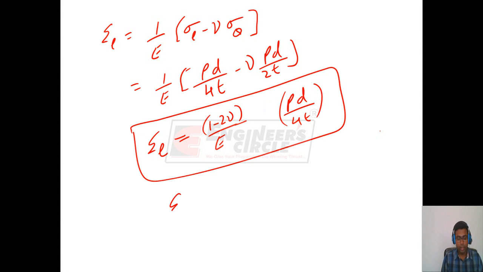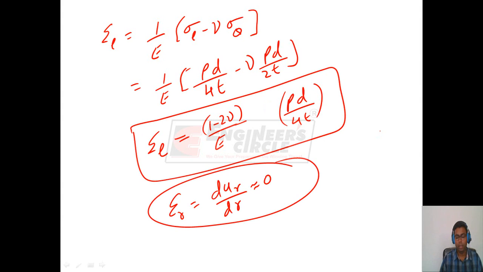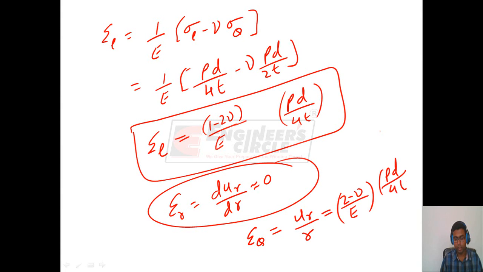And the radial strain epsilon r was del u by del r, which was assumed to be 0. Remember that the circumferential strain epsilon theta was also found as u r by r, but we have also found epsilon theta as equal to 2 minus mu by E into PD by 4T.